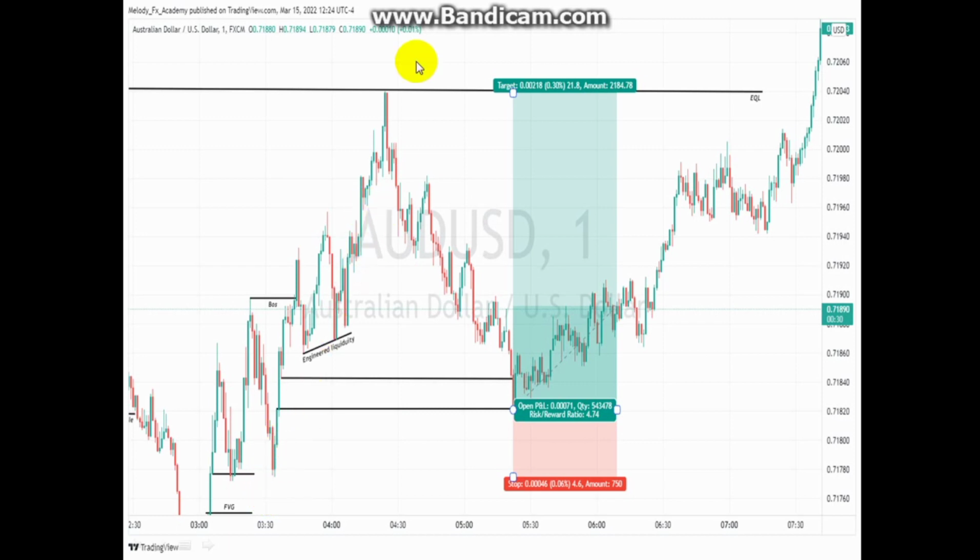So that is all for that, and that brings us to the end of the class on internal range versus external range liquidity and market structure shifts. I hope I was able to explain the concept clearly, and I'm going to upload the proof of the first trade I took. You might want to check it out.